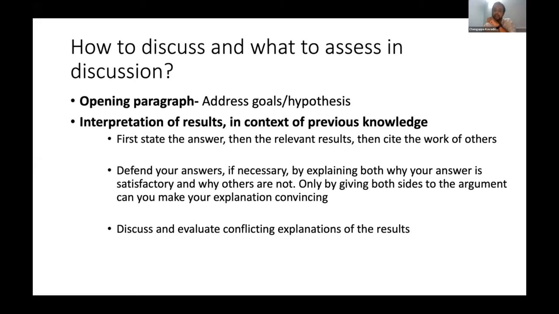But while doing so, make sure that you present both sides of the explanation. There could be contradictory evidence, and there could be evidence that supports your study. So you have to discuss both and then come to a conclusion, stating why you have come to that conclusion. Finally, discuss and evaluate the conflicting explanations of the results.